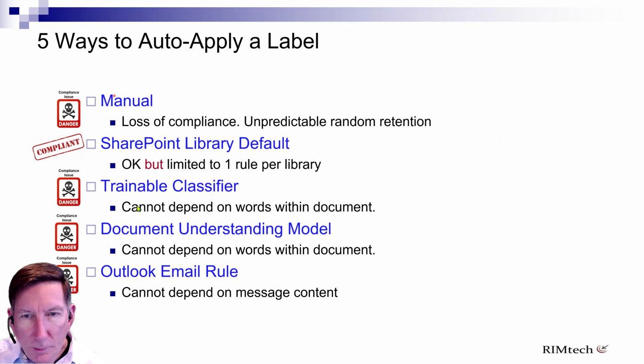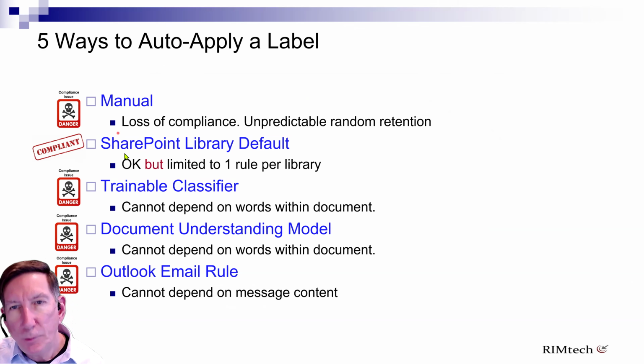Now, what's wrong with the other methods? Well, manual, we already talked about that. The last thing we want. In fact, we must avoid it at all costs. No users pick labels. This one here is a default in a SharePoint library. Nothing wrong with that at all. However, you can only default one label per library. But in a healthy EDRMS, we typically have minimum of 3 rules per library, so it's highly, highly limited.